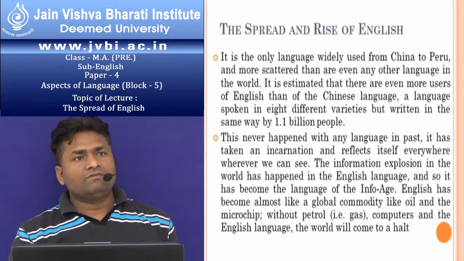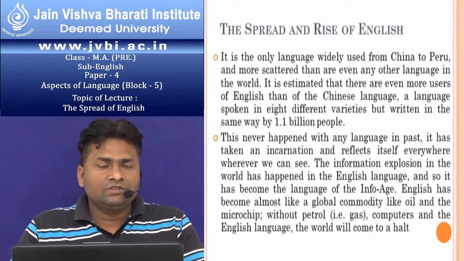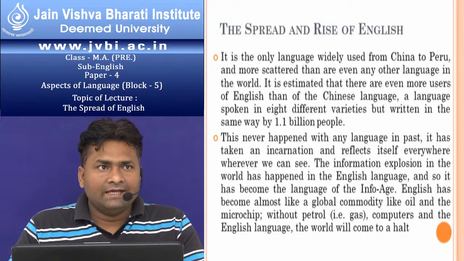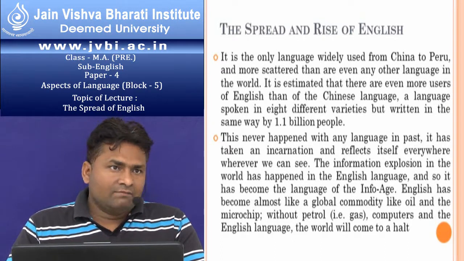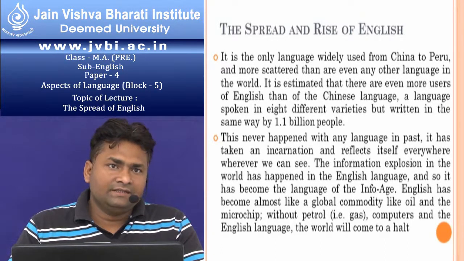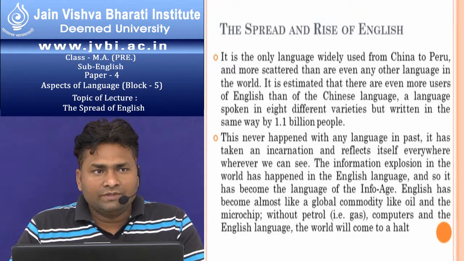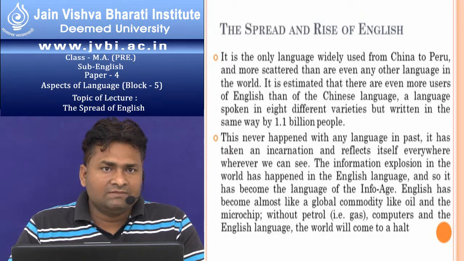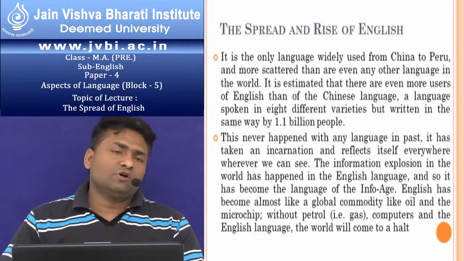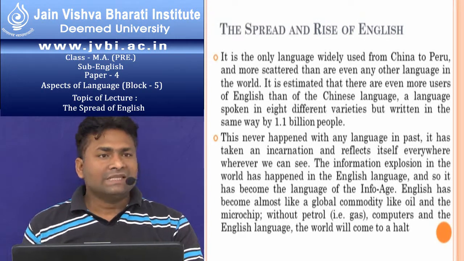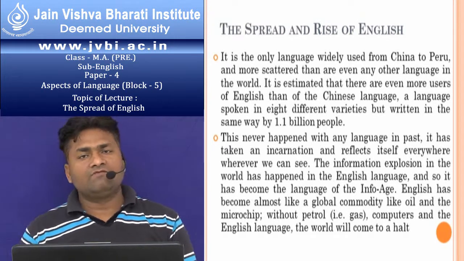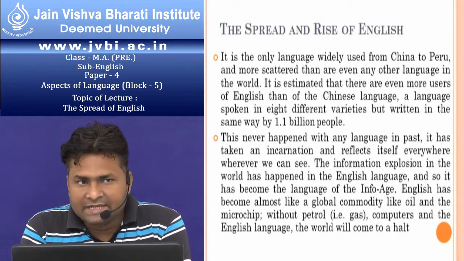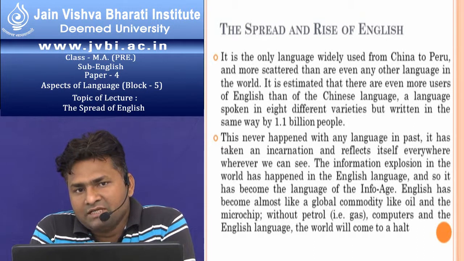The spread and rise of English. It is the only language widely used from China to Peru and more scattered than any other language in the world. It is estimated that there are even more users of English than of the Chinese language. A language spoken in 8 different varieties but written in the same way by 1.1 billion people. This never happened with any language in the past, my dear friends. It's a very important phase for English.